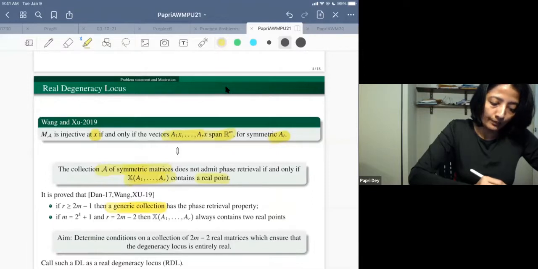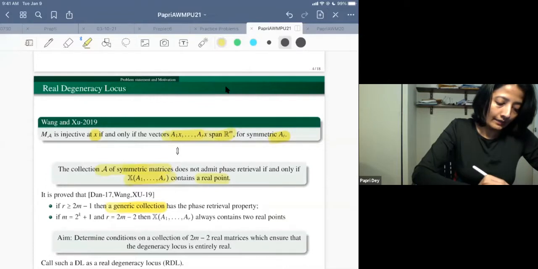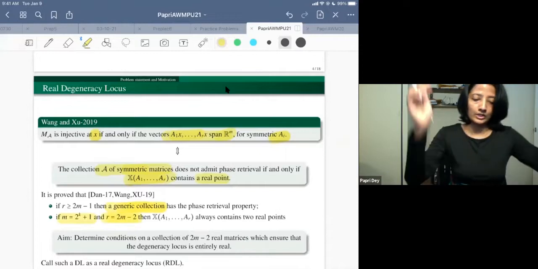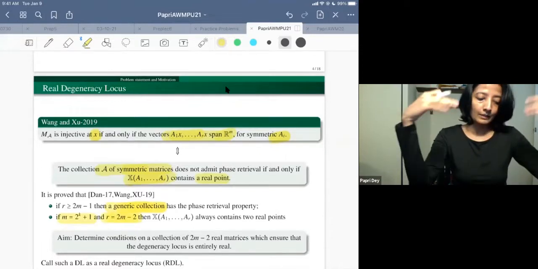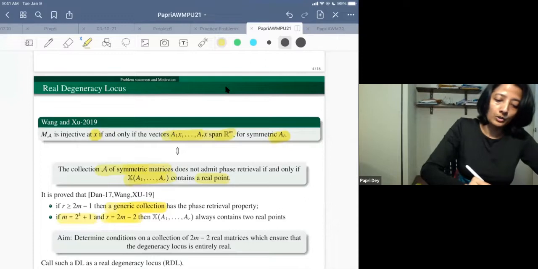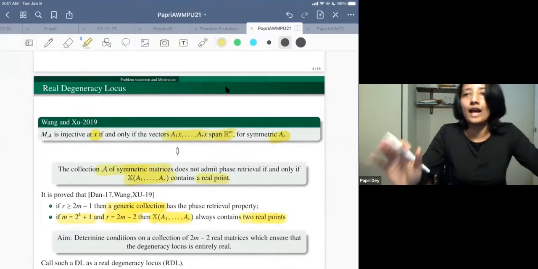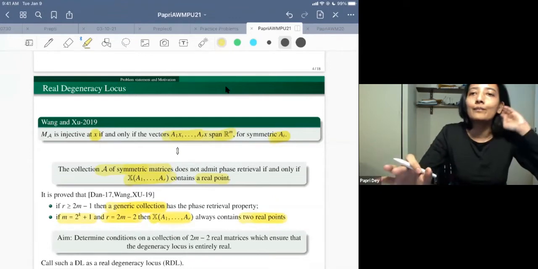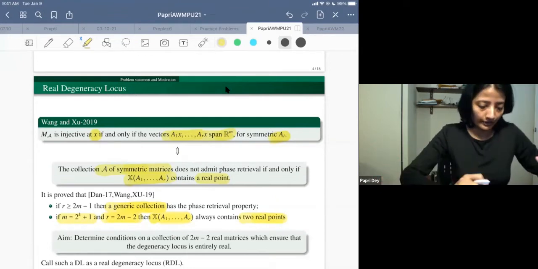Okay. And it is also proved that for any generic collection of R linear operators, when R is greater than or equal to 2m-1, the collection has the phase retrieval property. And if m equals 2 to the power k plus 1, then for an R equal to 2m minus 2 collection of linear operators, if you look at the degeneracy locus, it will always have 2 real points. That means the collection doesn't have the phase retrieval property.